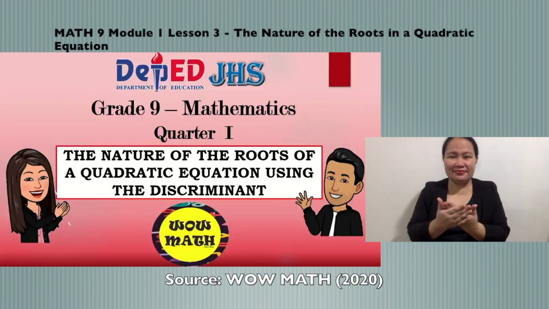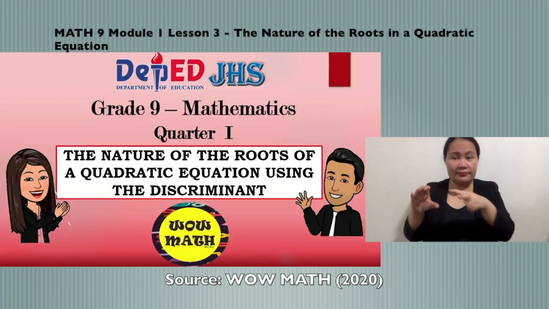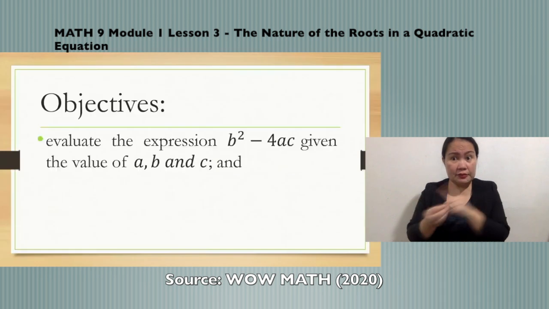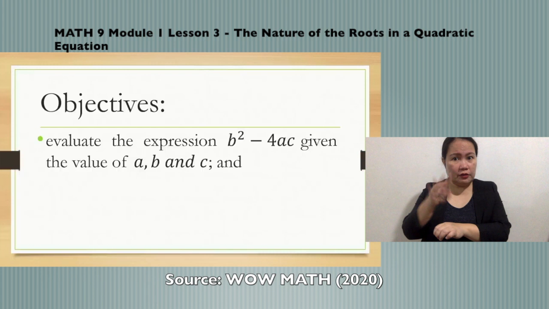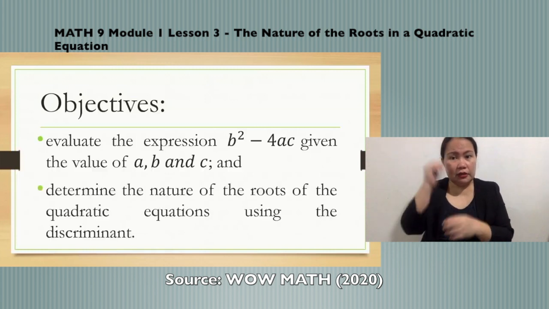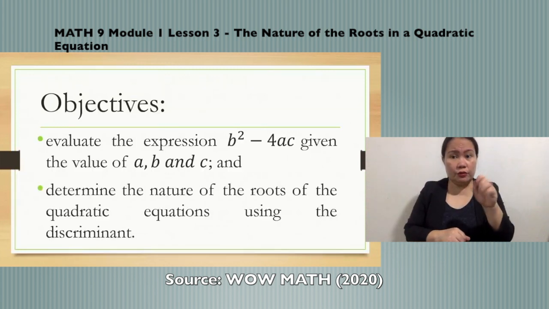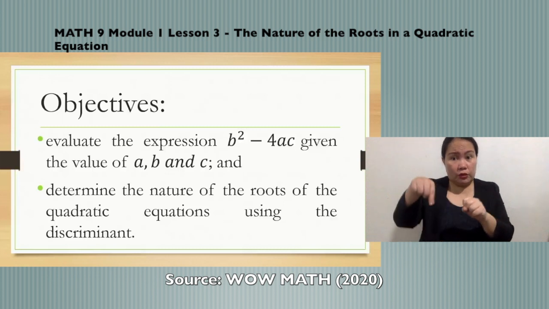In this video, we will discuss how to evaluate the expression b squared minus 4ac given the value of a, b, and c. And also, we will determine the nature of the roots of the quadratic equations using the discriminant.